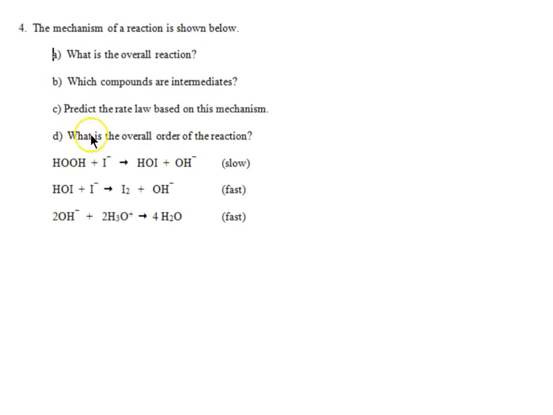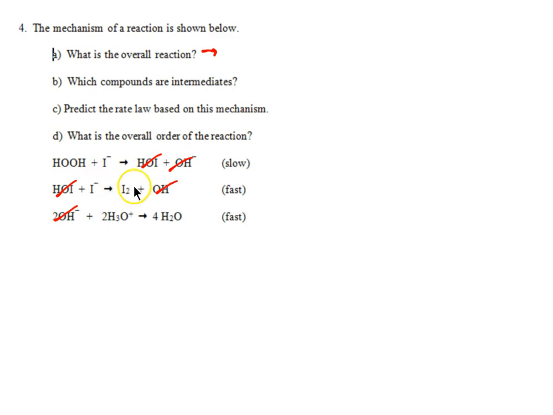This is another one. Give this a shot for a minute. All right, overall reaction. So once again, the reaction includes everything except for intermediates. It looks like HOI definitely disappears. The OHs, there's 2 on the right and 2 on the left, so they're going to disappear. Aren't they on the same side? So the I minuses are on the left. The I2 is on the right.